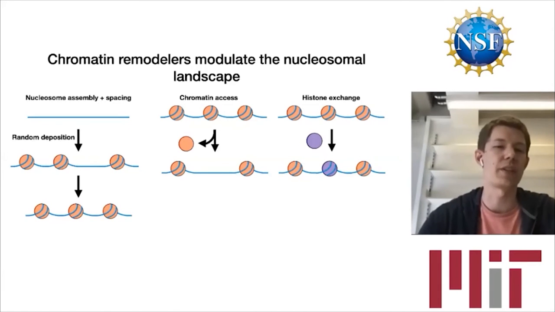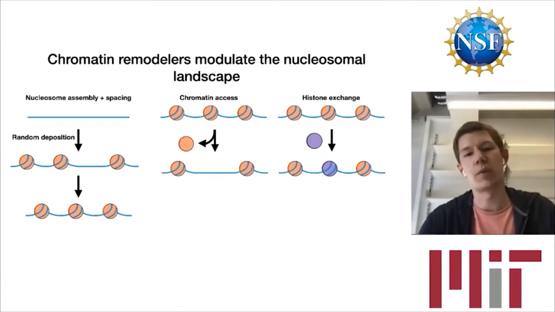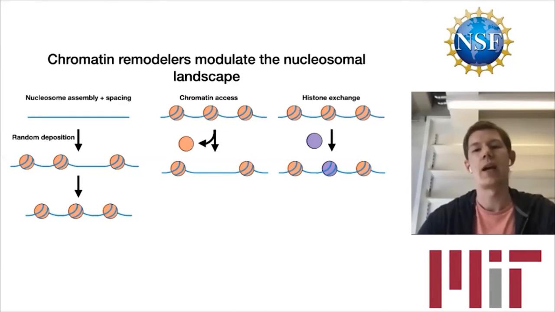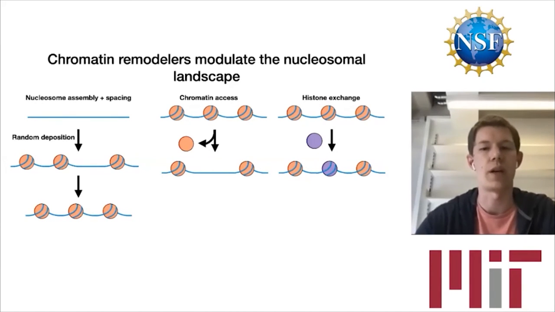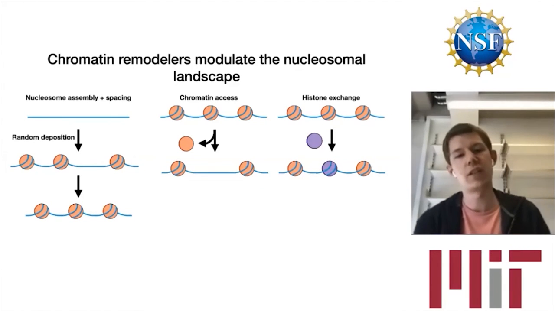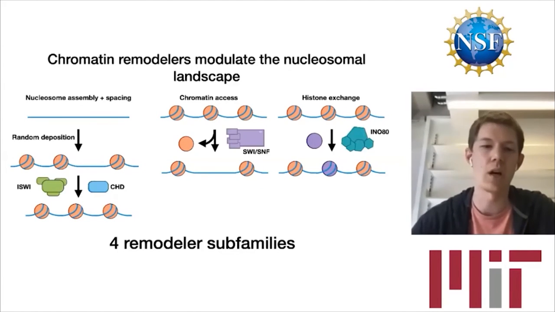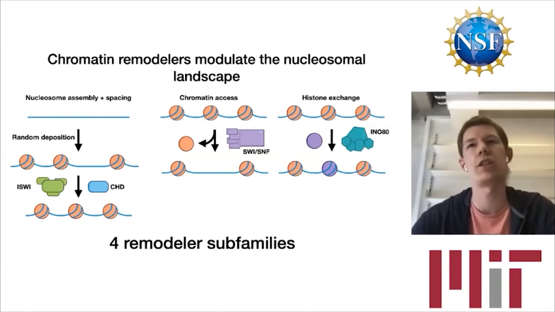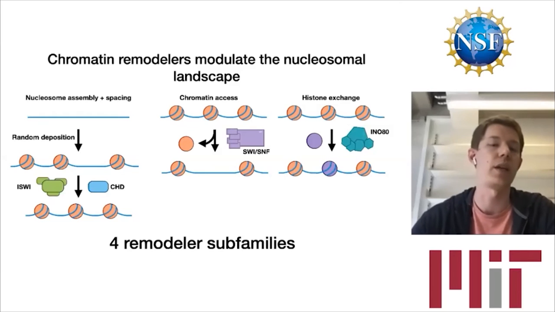First, nucleosome assembly and spacing. Second, chromatin access, which is very important at gene promoters to recruit the transcription machinery. And then also histone exchange, which is relevant in DNA repair when certain histone isoforms are exchanged for others. And we can then use these different activities as well as the subunit and domain composition to subdivide the remodelers into four subfamilies, which are known as ISWI, CHD, SWI/SNF, and the INO80 family.